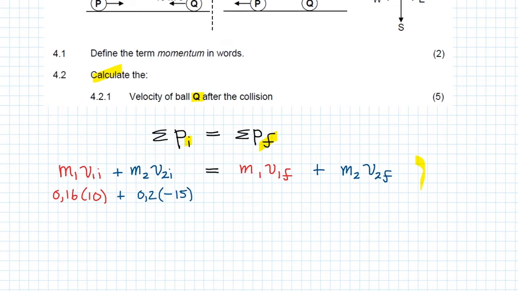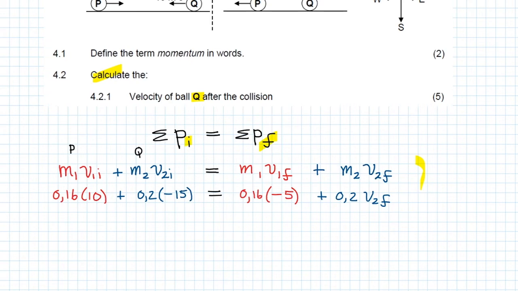The mass of the first object is still 0.16, and we were told that after the collision it moves towards the west at a velocity of 5 meters per second. We add to this 0.2, and we do not know the final speed of this object, which is object Q. If you would like to, instead of labeling them m1, v1, m2, v2, you can make use of P and Q instead, and that will also suffice.